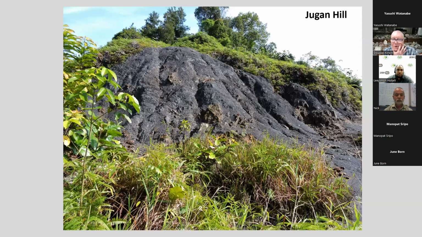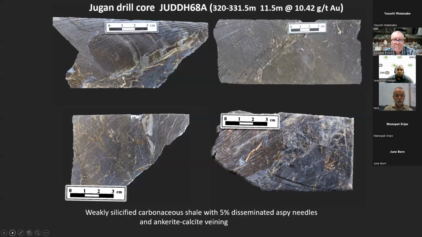The main area of interest at the moment is actually a few kilometers away from the Tai Parrot, at a place called Jugan Hill. And the mineralization at Jugan is entirely hosted in carbonaceous shales. Here are some drill core photos of the highly mineralized carbonaceous shales.